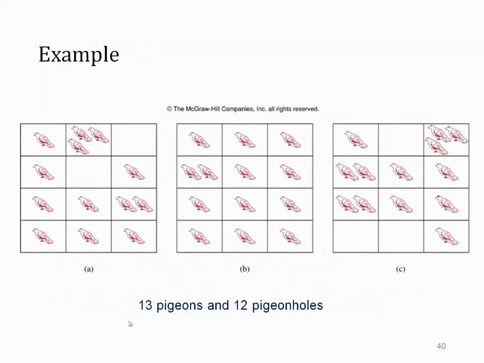So 13 pigeons and 12 pigeonholes. Here is an example. These are the permutations. You can assume many permutations like this, but in all possible permutations you will get at least one hole with two pigeons. Sometimes you may find one slot with more than 2 pigeons also.